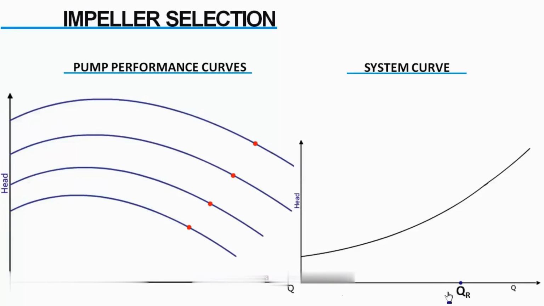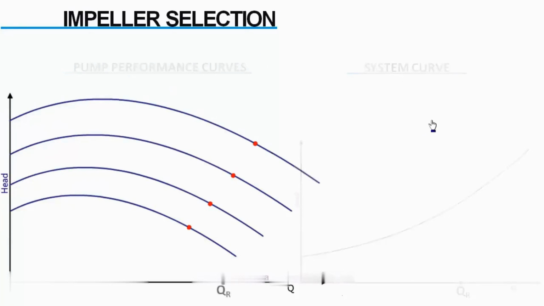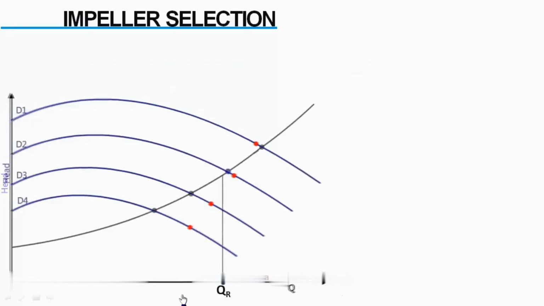The operating point of pump will be intersection point of system curve and pump performance curve. So, depending upon selection of impeller, the pump could operate anywhere here. But we have a requirement of specified flow rate. Out of these operating points, this is the one which is most near to the required flow rate. So, we will select this impeller.